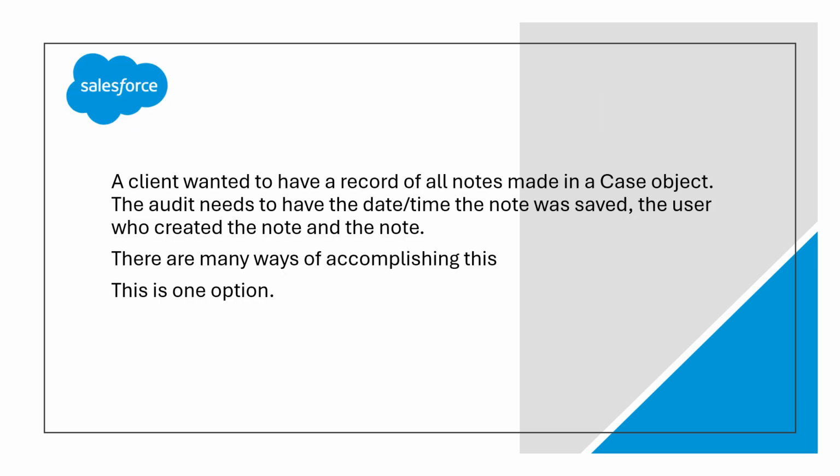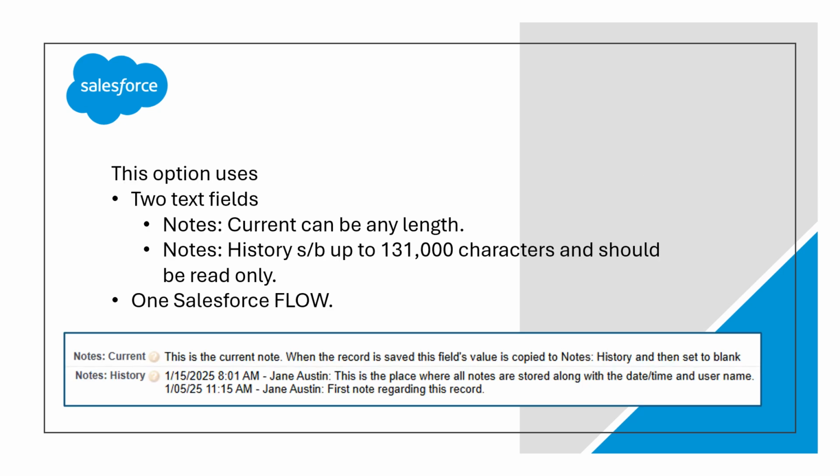The case object is used to track interactions between users, clients, and activities. A few years ago, I was charged to create an audit trail for notes created in cases. The existing process allowed each user to edit the note field and to add documentation of the case. The proposed process uses two text fields and a flow to create the records.